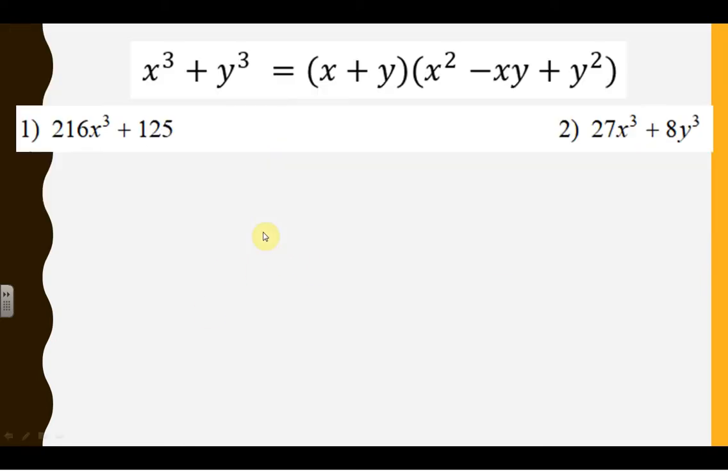Now, actually, what does this mean? All right, here we go. You do have to know your cubes. 2 cubed is 8, 3 cubed is 27, 4 cubed is 64, 5 cubed is 125. So maybe 6 cubed?